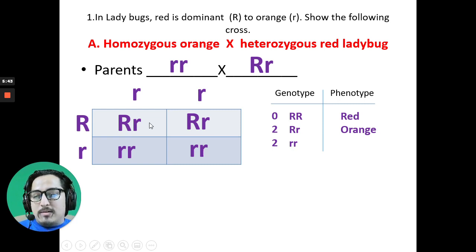What about this one? Red. So this is red, red. What about this one? Lowercase is orange. So orange, orange, that's orange. So you have 2 reds on the top and 2 orange here at the bottom.